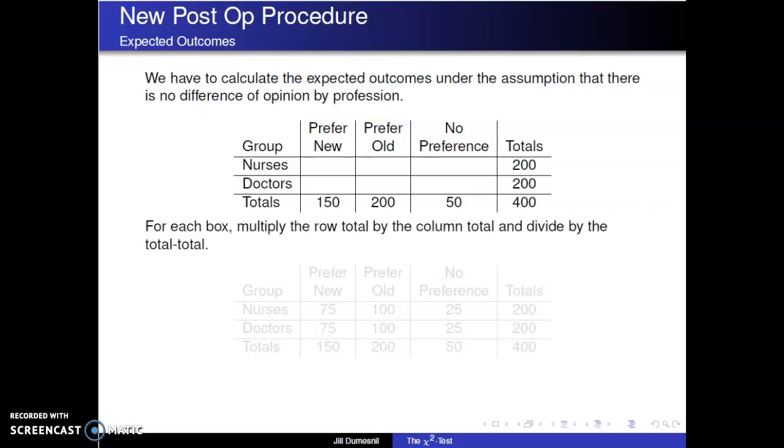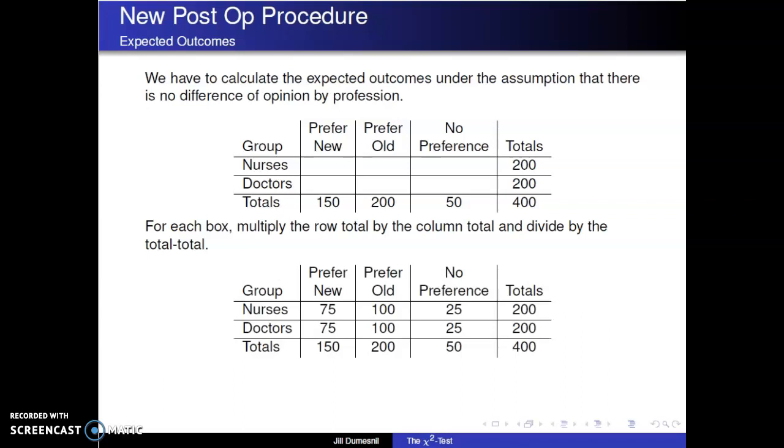To compute these values in general, we multiply the row total by the column total and divide by the total total. For example, to compute the expected number of nurses preferring the new procedure, we multiply 200 row total by 150 column total and divide by 400. We continue this process to fill in each box.